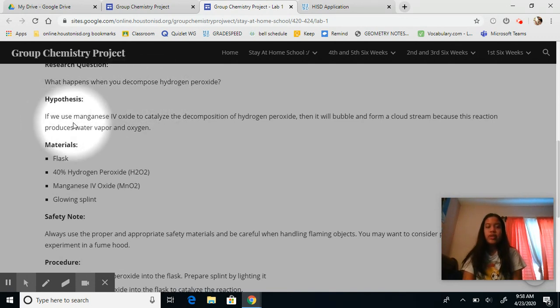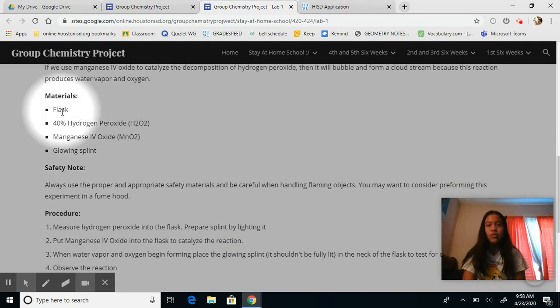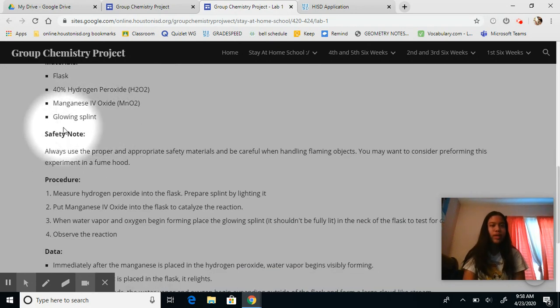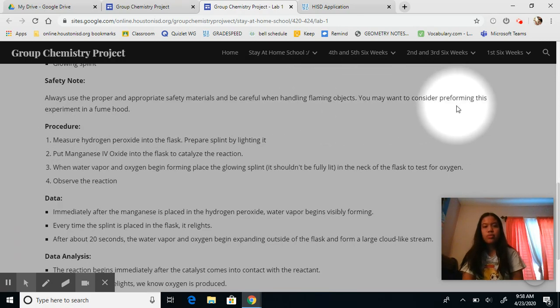Our hypothesis is if we use manganese oxide to catalyze the decomposition of hydrogen peroxide, then it will bubble and form cloud steam because this reaction produces water vapor and oxygen. The materials that we will be using to conduct this experiment are a flask, 40% hydrogen peroxide, magnesium oxide, and a glowing splint. Our safety note is to always use the proper and appropriate safety materials that can be useful when handling flaming objects. You may want to consider performing this experiment in a fume hood.